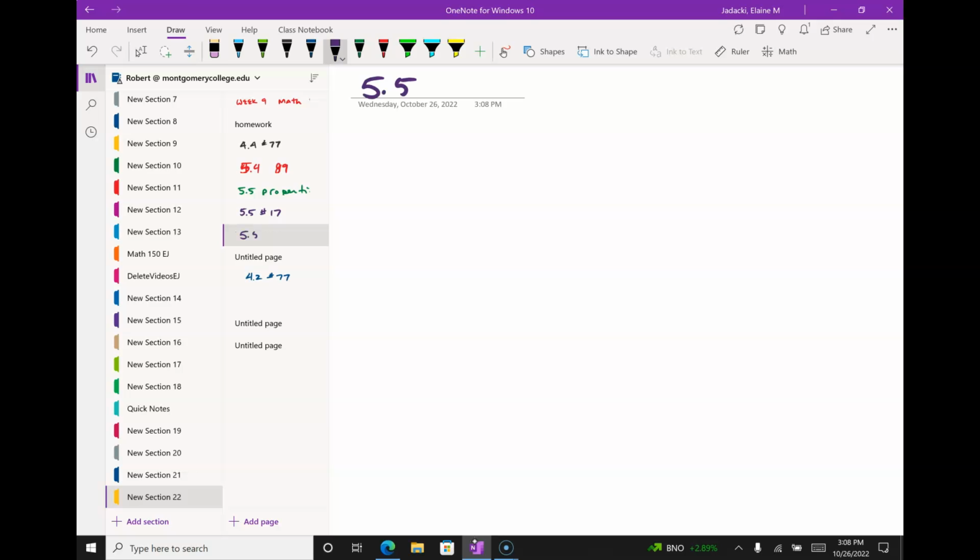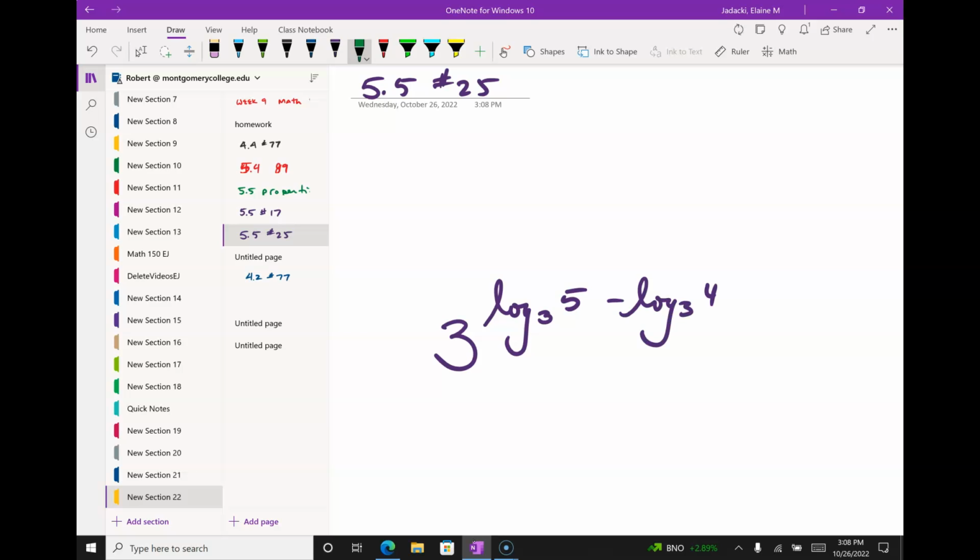This is 5.5, number 25. I've got 3 to the log base 3 of 5 minus log base 3 of 4. All of that is in my exponent. Do you see any properties I can do?